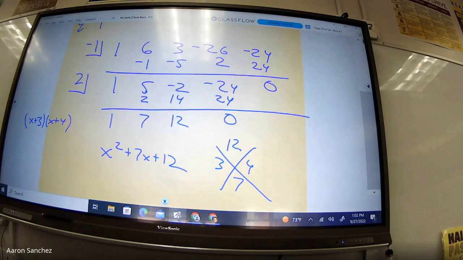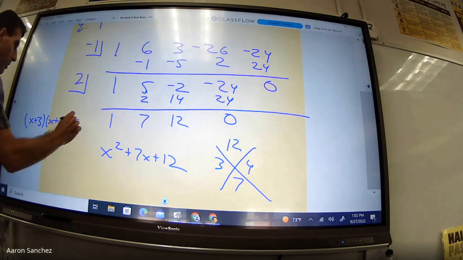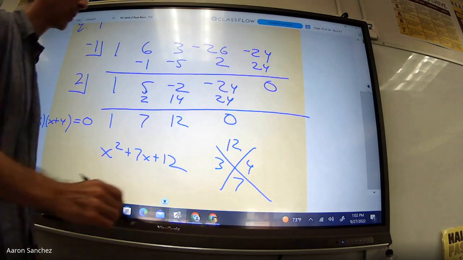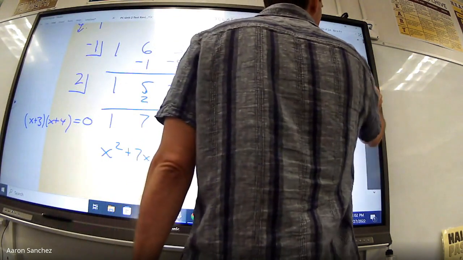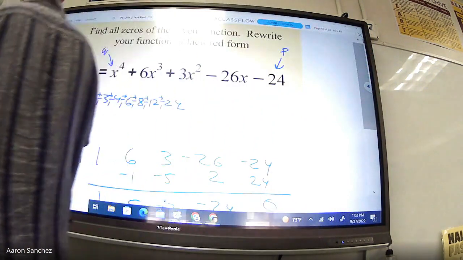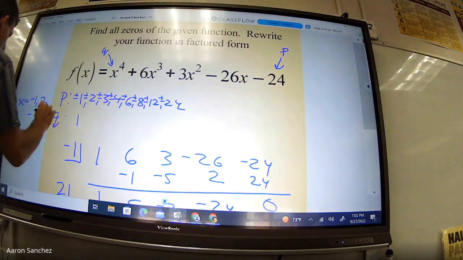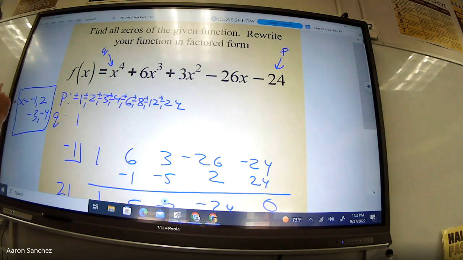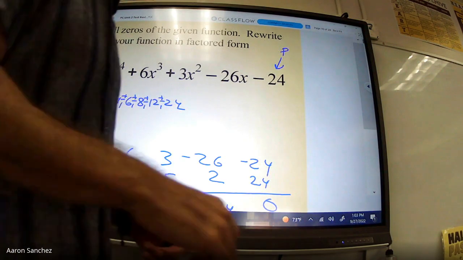But I need to know the zeros. My zeros are what? -3 and -4, because that's the question. So let's put up our zeros. X equals -3 and -4, and that is the answer to your question. -1, 2, -3, -4. That's how you do it.